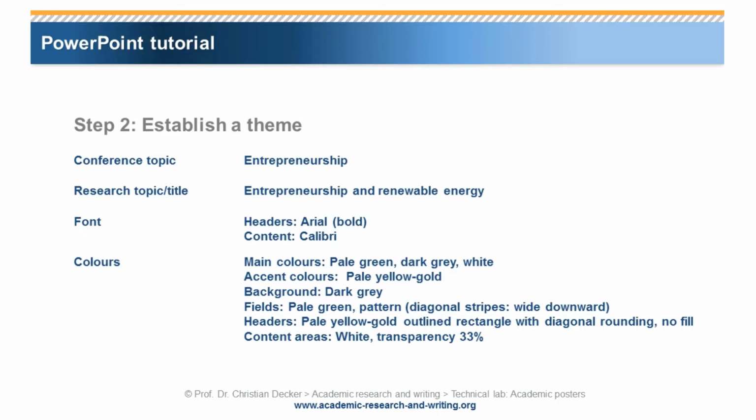The fields will be in a pale green with a pattern, in this case diagonal stripes, which will be wide and downward. The headers will be formatted with an outline rectangle with diagonal rounding, and there will be no fill. And the content areas will be in white with a transparency of about 33% so that you can see the field pattern in the background.